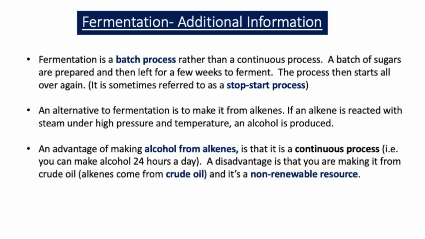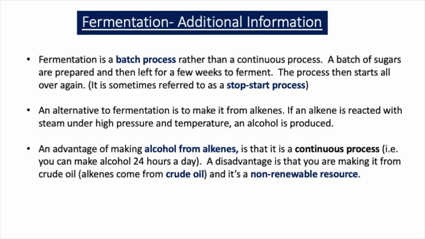And the alkene is reacted with steam under high pressure and temperature, and you get an alcohol. Now, an advantage of making alcohol from alkenes, as I said, is it's a continuous process. So you are able to make alcohol 24 hours a day, and economically that's very good if you're running a business to produce alcohol. But a disadvantage is you're making the alcohol from crude oil, because alkenes come from crude oil, and crude oil is a non-renewable resource.